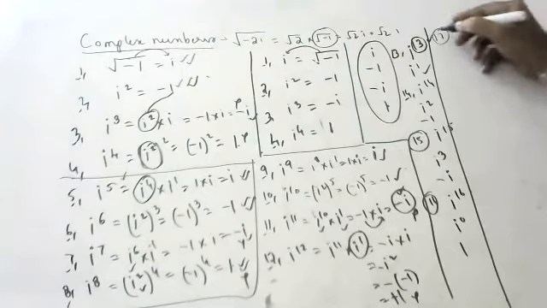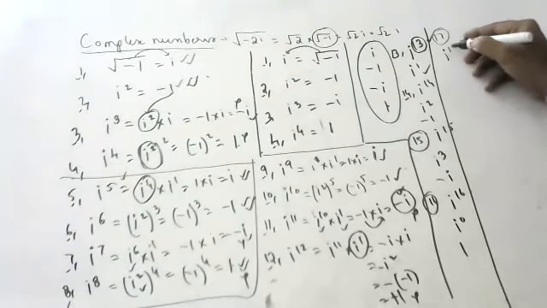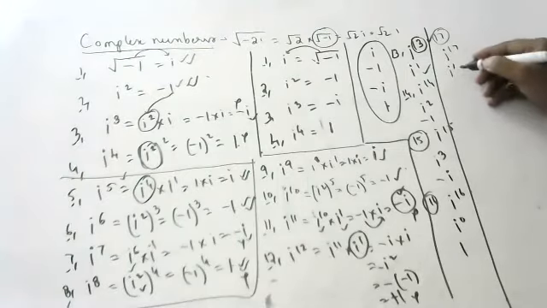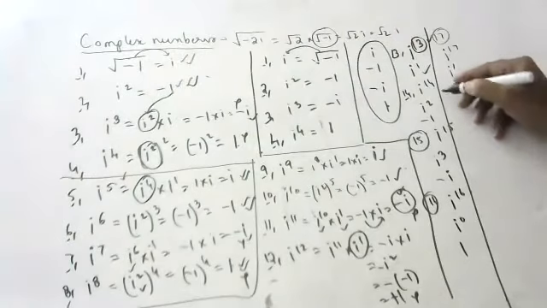Okay, i to the power of 17. When you divide 17 with 4, Yashika, what remainder will you get? 1. i to the power of 1 is how much? Sir, i to the power of 1 is i only. So i.